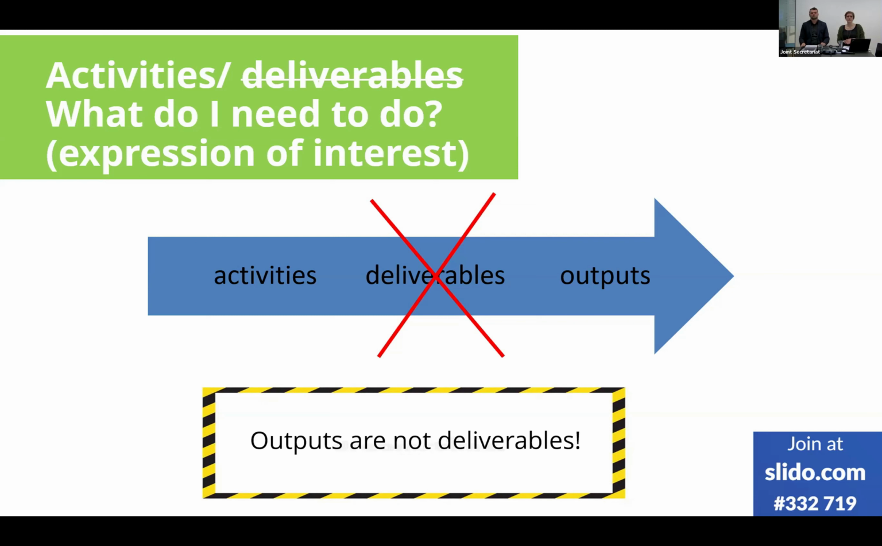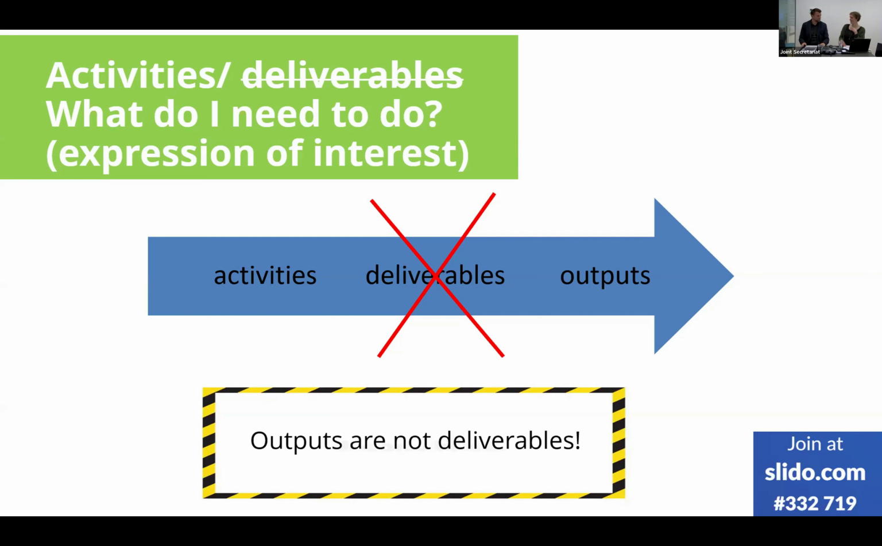However, if you are at the expression of interest stage and you're realizing while working at your application form that we think we already have some deliverables identified, that's absolutely fine. You are very welcome to note them down, keep them, also work on them, but do not put them into the form, because you cannot. However, they might become relevant at a later stage in case you move on from the expression of interest to the full application form. So outputs are not deliverables. Please keep that in mind.